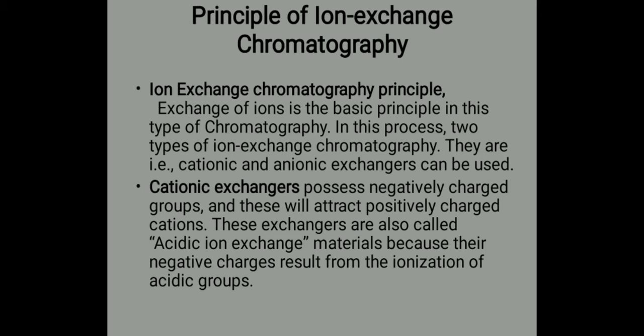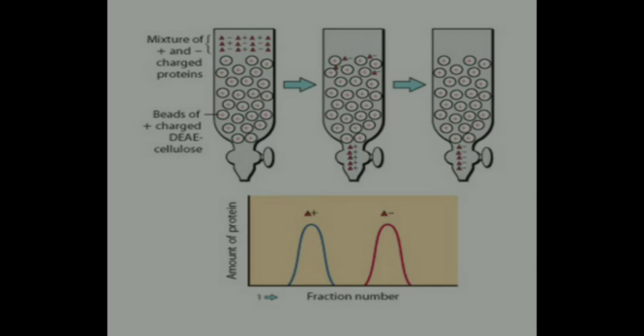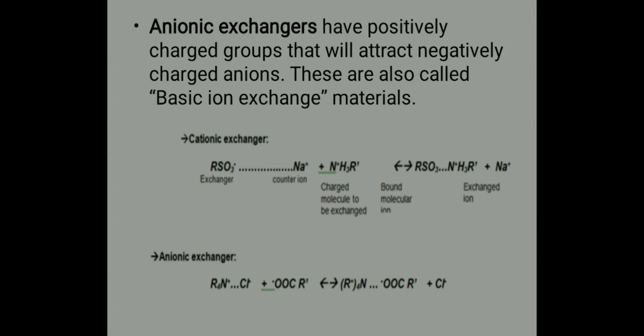Talking about the cationic exchanger, it possesses negatively charged groups and these will attract positively charged cations. These exchangers are also called acidic ion exchanger materials because their negative charge results from the ionization of acidic groups. Talking about the anionic exchangers, they have positively charged groups that will attract negatively charged anions. These are also called basic ion exchanger materials.